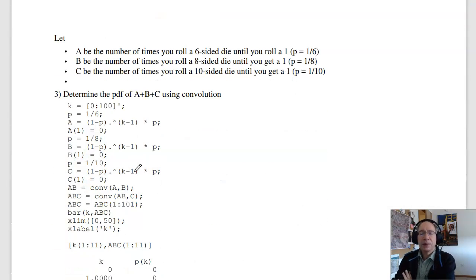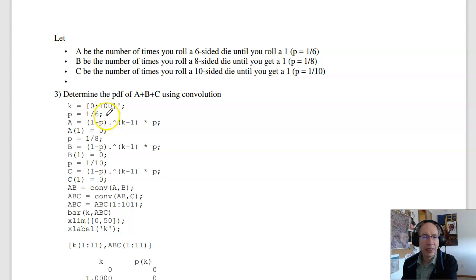Problem 3 is roll a 6-sided die till I get a 1, then roll an 8-sided die till I get a 1, then roll a 10-sided die till I get a 1. How many times did I have to roll the dice? What's the PDF of that? Well, problem 3 says solve using convolution. In this case, I'm going to go out to 100. Again, the mean is 6, 8, or 10. Just to be safe, I'll go out 10 times further.